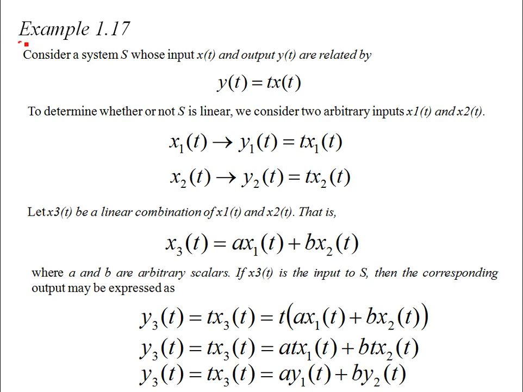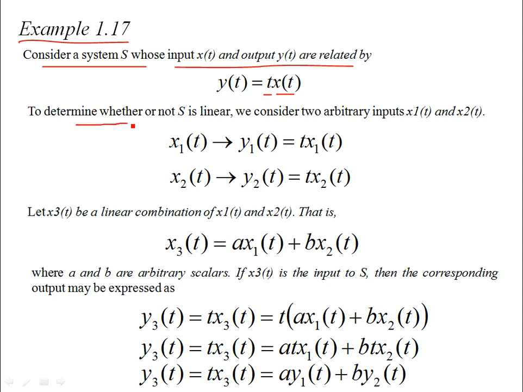These are the examples from your course text. This is example 1.17. It says that consider a system S whose input and output relations are given as such. This is a continuous time system. What it does is take the input x of t, multiply it with the time t, and produce an output y of t.